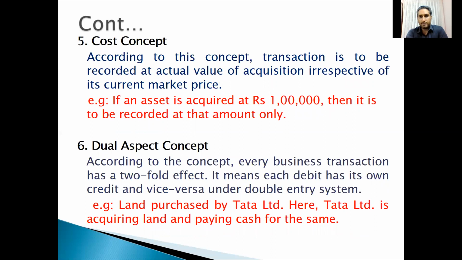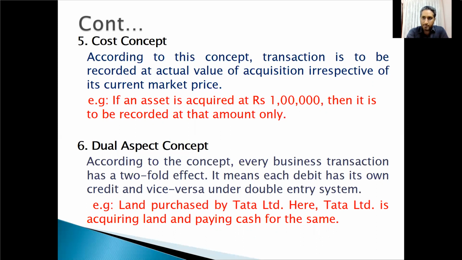Fifth one is the cost concept. According to the cost concept, each and every transaction is to be recorded at its cost, meaning the actual value. If a machinery or any asset is acquired by the businessman at a given point of time, whatever the value of acquisition is, it is going to be recorded in the books, irrespective of its market value. If an asset is acquired at 1 lakh, then it is to be recorded at that amount only. Here I'm not considering the market value, only the value of acquisition, the true value, whatever value I have paid to buy the particular asset.